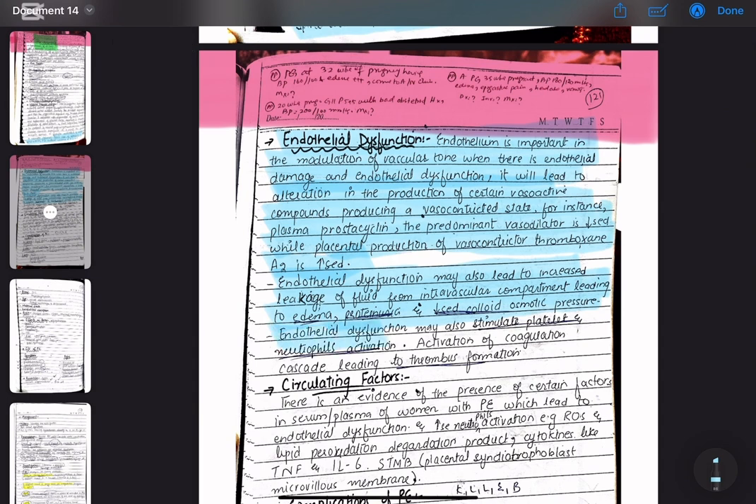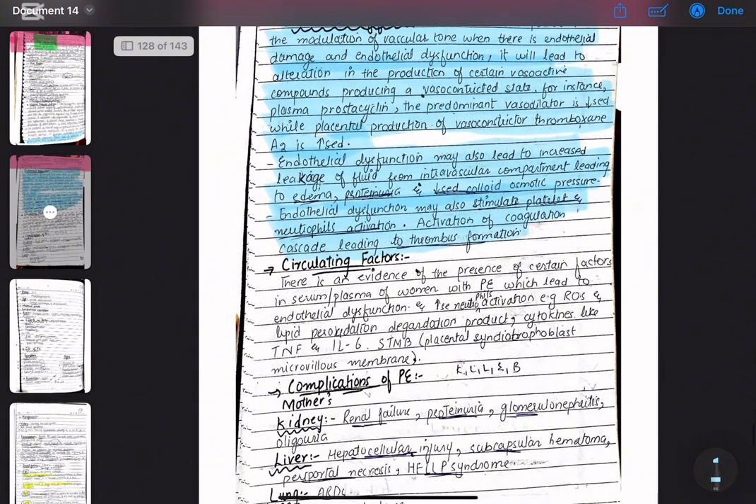Endothelial dysfunction may also stimulate platelet and neutrophil activation, and activation of the coagulation cascade leading to thrombus formation. The circulating factors: there is evidence of the presence of certain factors in serum or plasma of women with PE which lead to endothelial dysfunction and increased neutrophil activation, for example, ROS and lipid peroxidation degradation products, cytokines like TNF and interleukin 6. The placental synthesis of oblastics and microvillus membrane.